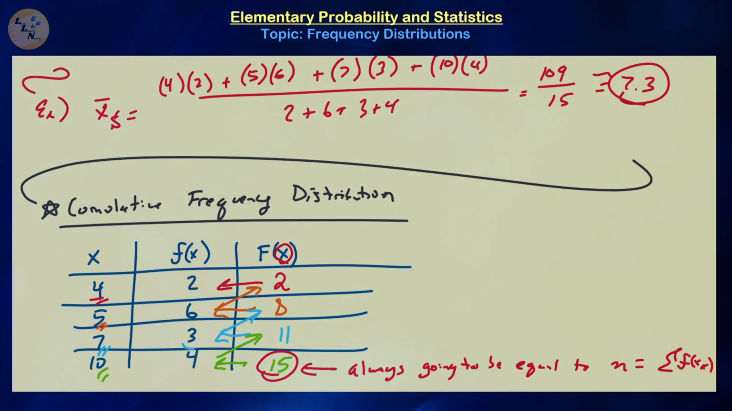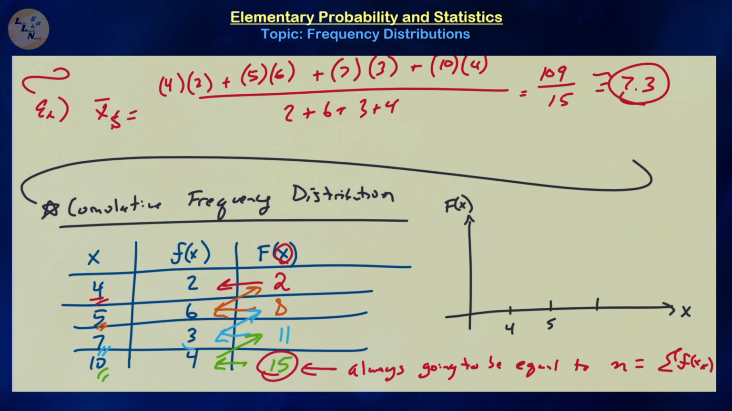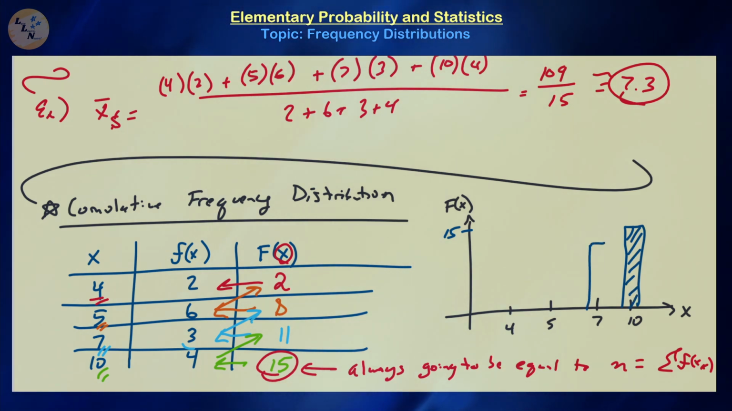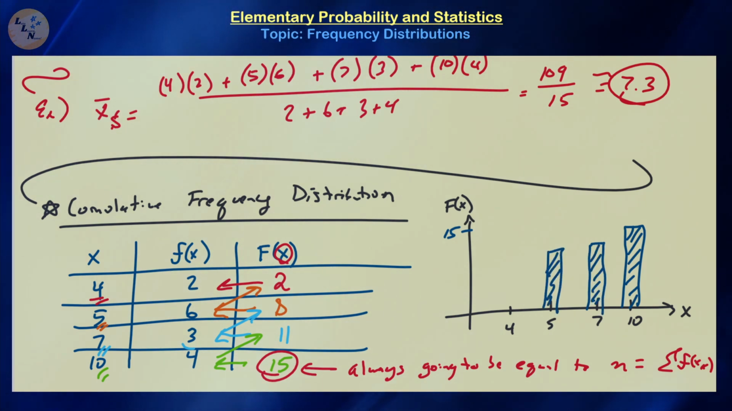Now, another important property: can we graph the cumulative frequency distribution? Yeah, sure, there's nothing really stopping you, but the interpretation is going to be slightly different. So we have 4, 5, 7, and 10. Keep in mind that 10 is going to correspond to 15. That's always going to be the sample size. And each of the columns that precede it, for example, 11, 8, I guess doesn't really look like 8 compared to 11. So it probably would look more like that, and then 2 is something significantly smaller.